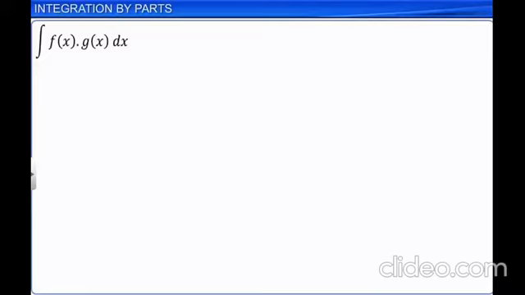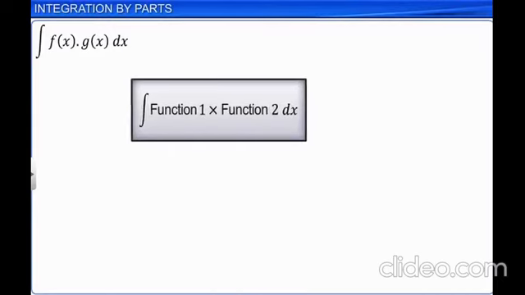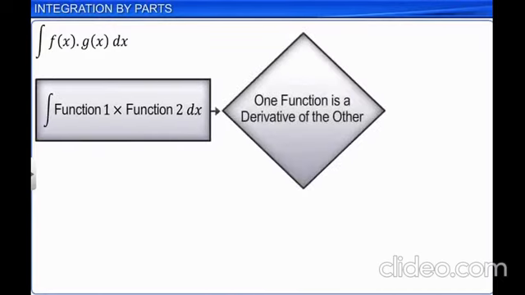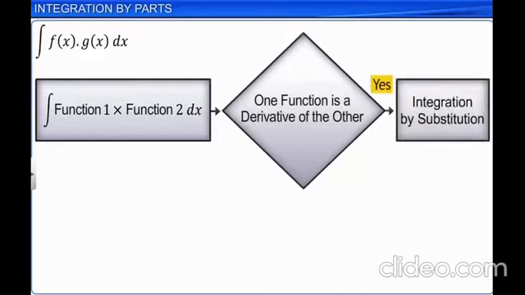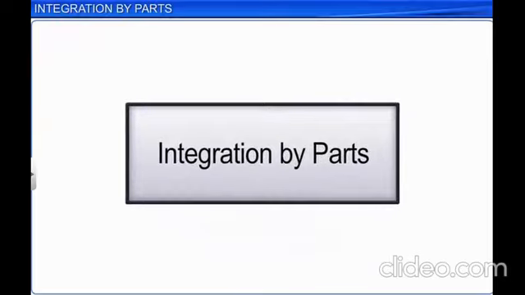When we try to find the integral of the product of two functions, we can do it in two ways. If one function is the derivative of the other, then we can use the method of substitution. However, if that is not the case, then we follow the method of integration by parts. In this module, we will discuss integration by parts.